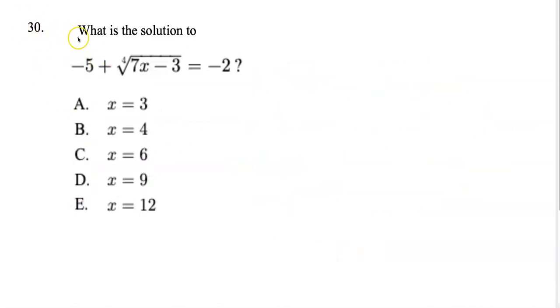Question 30. What is the solution of this equation? Now, if you're not good at algebra, you're going to want to guess here. And if you're good at algebra, you might be able to solve this. One technique you can do is plug in each one of these numbers for x, your answer choices, and see which one works. That's a perfectly legitimate way to do it. To be honest with you, this one's actually easier just to solve, so I'm just going to solve this equation. So it says negative 5 plus the 4th root of 7x minus 3 equals negative 2.